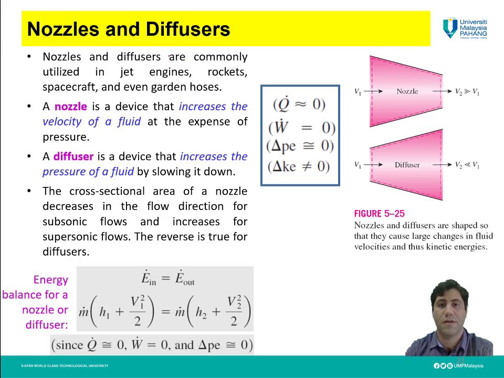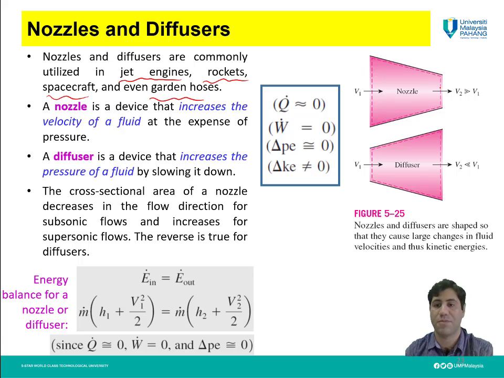The first engineering devices which we can assume to have a steady flow in them are nozzles and diffusers. Nozzles and diffusers are commonly utilized in different engineering equipment, like jet engines, rockets, spacecraft, and even garden hoses, as we also saw in previous examples, but we didn't discuss the nozzles. But here we will see how we can calculate the change in the energy in these devices.